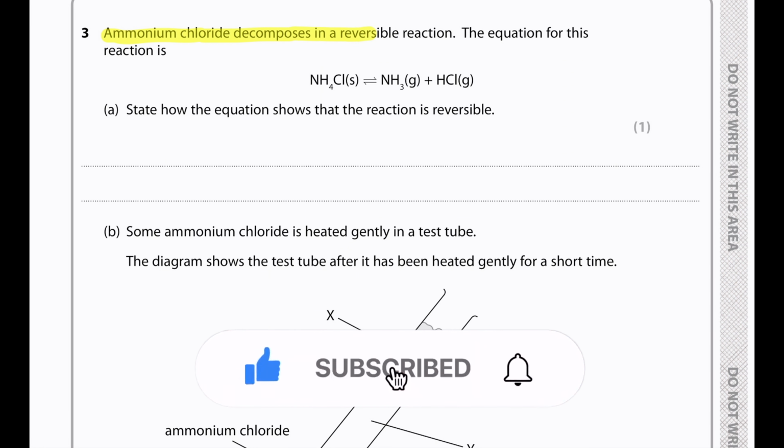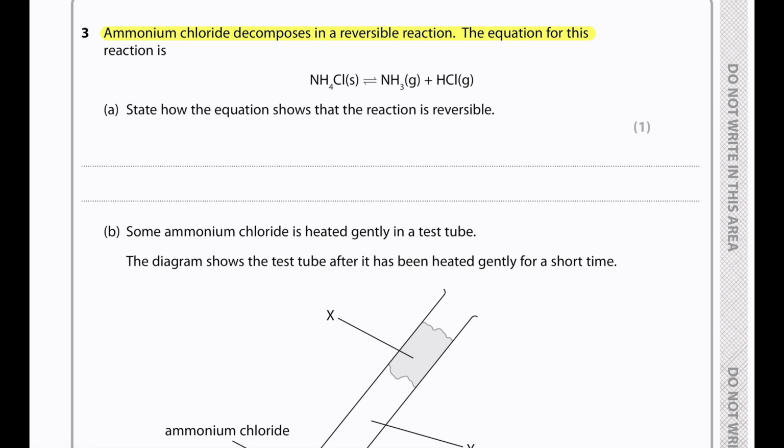Ammonium chloride decomposes in a reversible reaction. The equation for this reaction is ammonium chloride in a reversible process turns into ammonia gas and HCl gas. State how the equation shows that the reaction is reversible. The reversible arrow within the equation shows that the reaction is reversible.